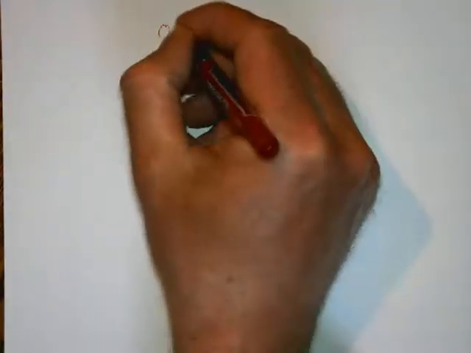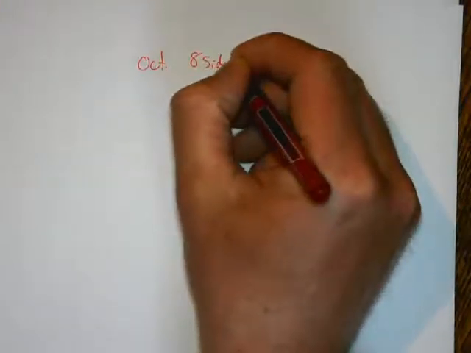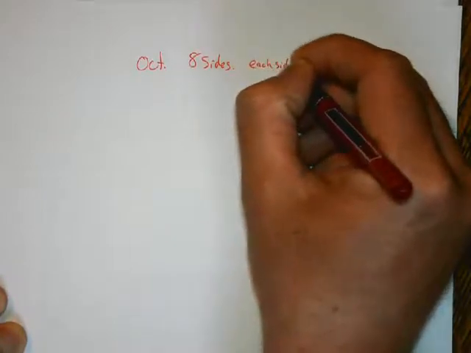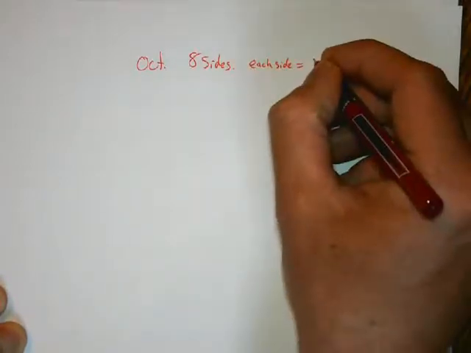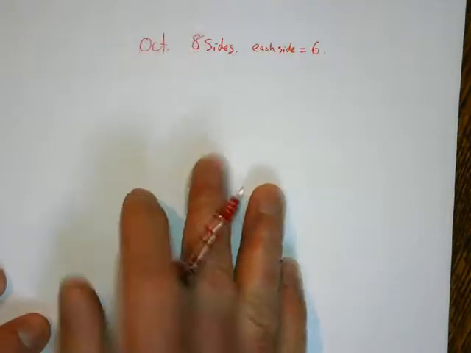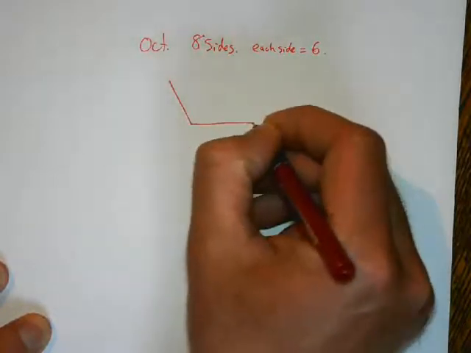This time, let's say that we have an octagon. If you remember, an octagon has 8 sides. And we'll say that each side equals 6. I'm not going to draw it because we all know that I can't draw, but I do know that somewhere along the lines there's going to be 3 sides that are connected, just like this.